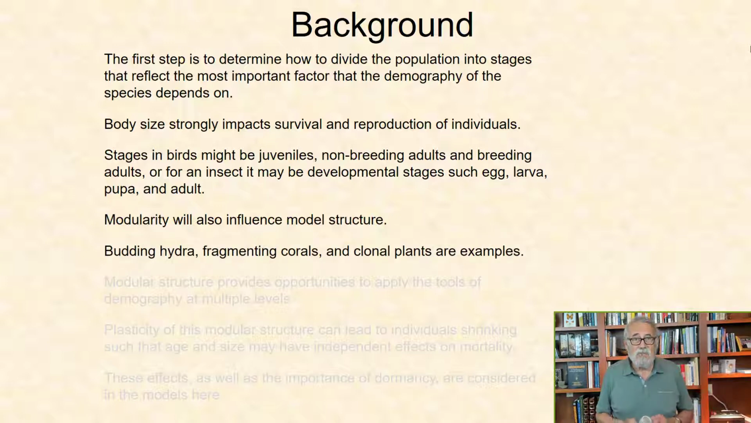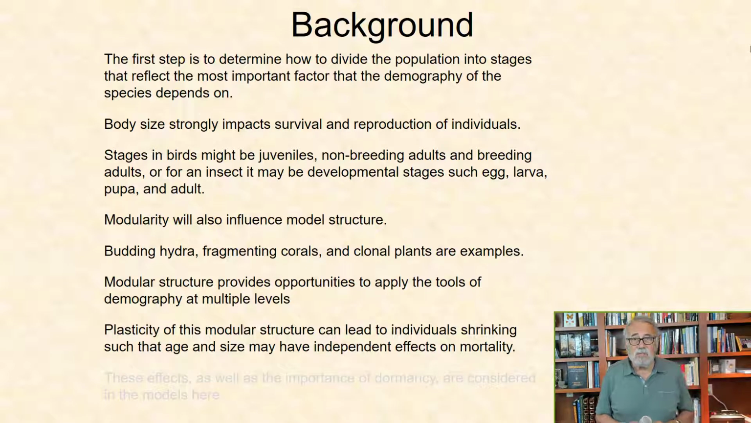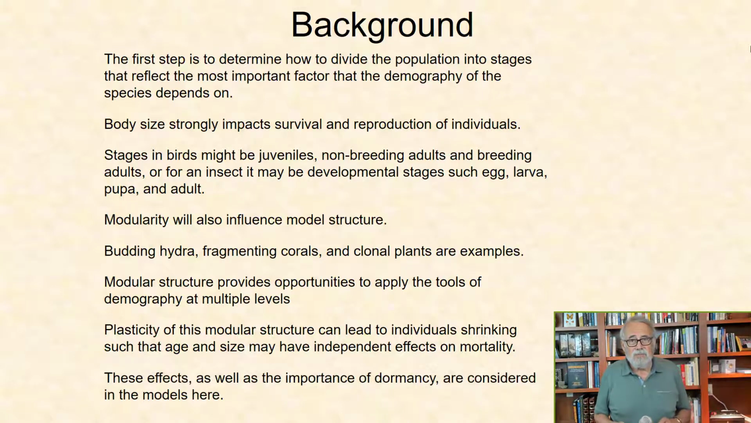Budding hydra, fragmenting corals, and clonal plants are examples of species that can divide into modular, independent units. This modular structure provides opportunities to apply the tools of demography at multiple levels of organization, and the plasticity of this modular structure can lead to individuals shrinking, such that age and size may have independent effects on mortality. These effects, as well as the importance of dormancy, are considered in the models here.